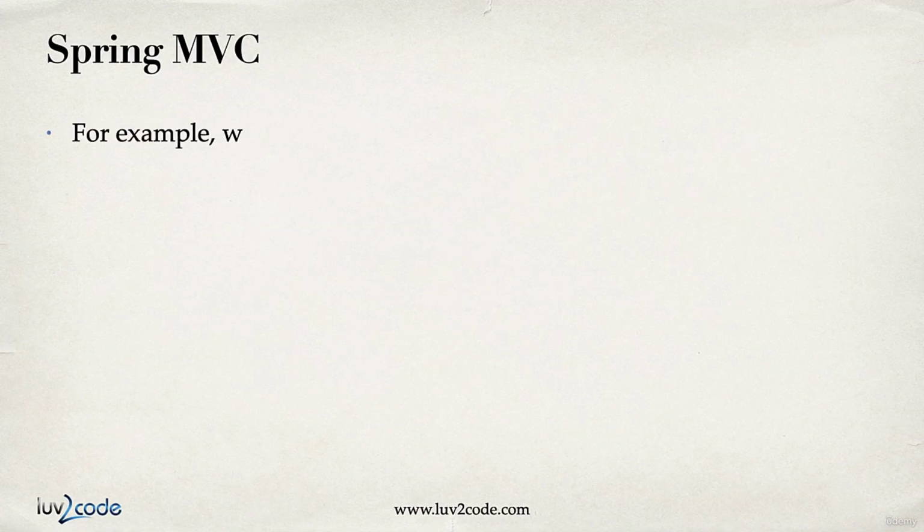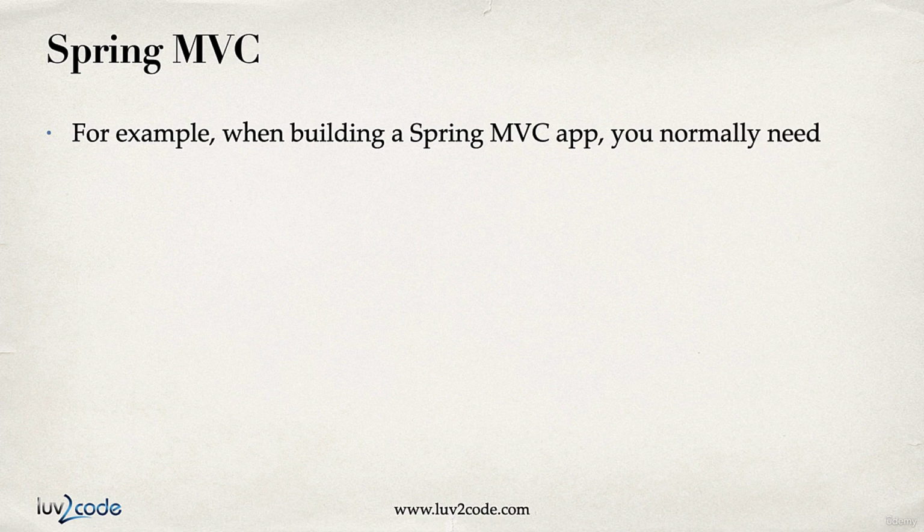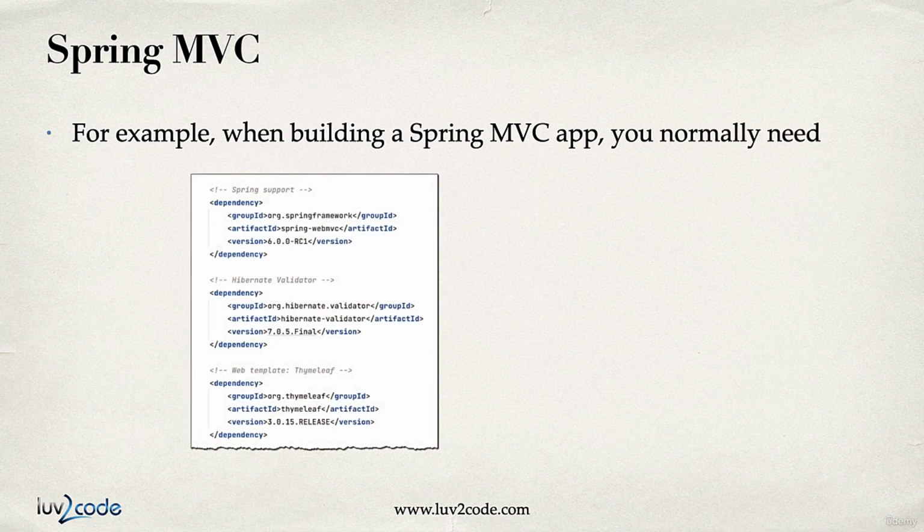So, let's look at an example with Spring MVC. Building a traditional Spring MVC app, you normally would need to add Spring MVC. You would also add Hibernate Validator for some form validation. And then for a given web template, you'd have to put some information there. So there's a lot of stuff that you'd have to do individually, listing out those dependencies.